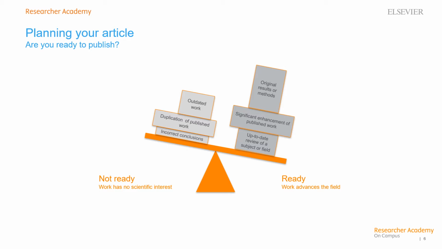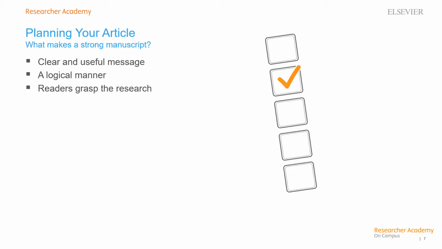However, you should consider publishing your research if you have information that does advance the understanding in a specific research field. This could take the form of presenting new original results or methods, rationalizing, refining or reinterpreting published results, or reviewing or summarizing a particular subject or field. Remember that a strong manuscript and message is crucial in order to present your contributions to the scientific community.